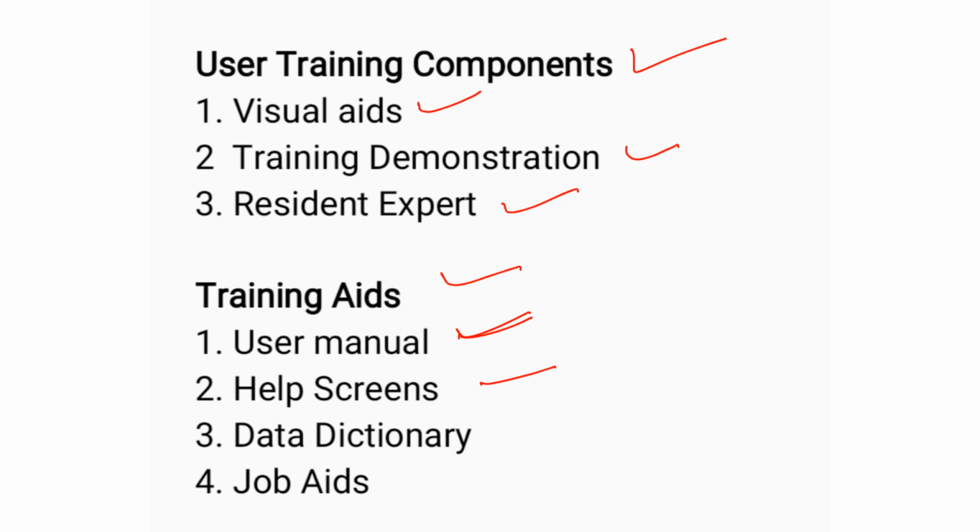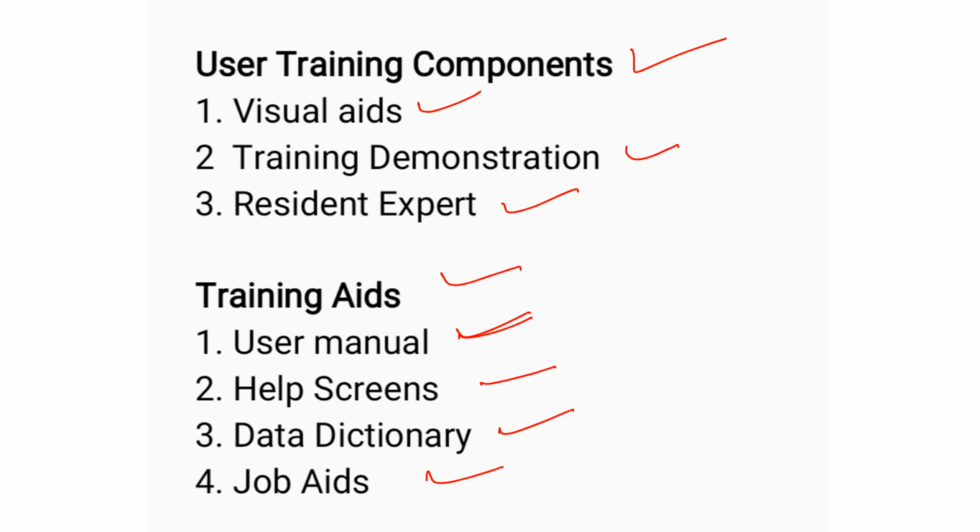Then help screens. Help screens are a feature available in every software package, especially when used with a menu, where the user selects the help option. Then the data dictionary, which describes data elements, more like an electronic one-page sheet available to the user to see how the functions are interpreted and performed efficiently.